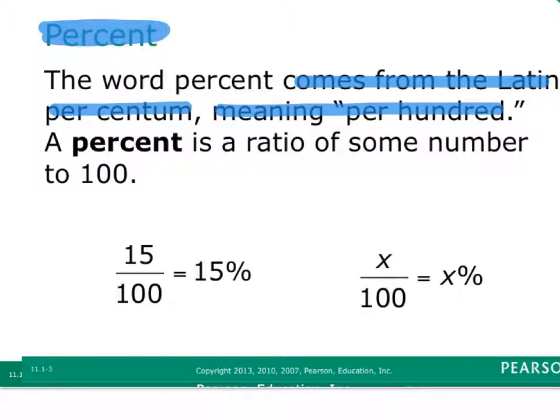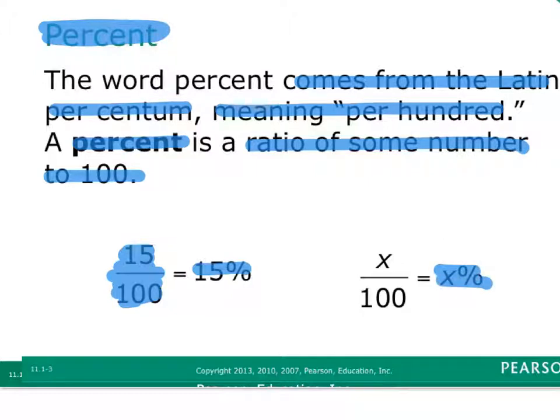So we can say a percent is a ratio of some number to 100. So 15% would be 15 out of 100, or 15 divided by 100. And whatever other percent, x percent, would be x divided by 100. So whenever we talk about percent, we want to express it as a decimal number. So we always take that percent and divide it by 100.